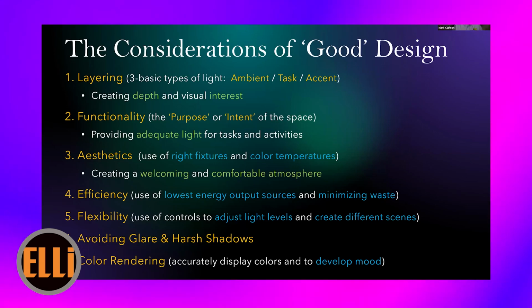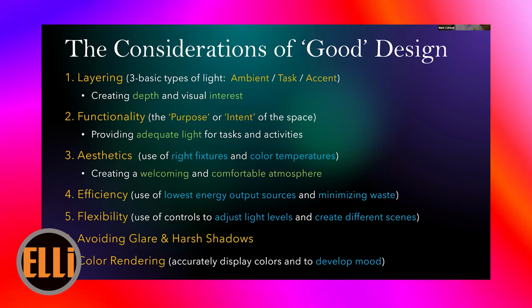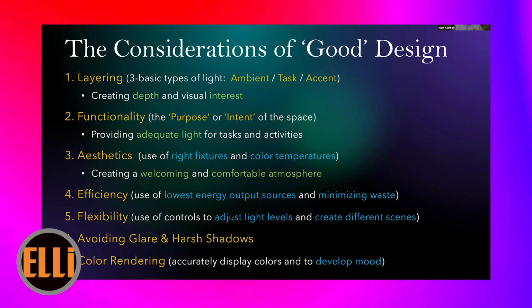type of thing. Harsh shadows, sometimes excessive shadows can be created if you're not paying attention to where the light is positioned initially, like large tree branches or sections of walls, things like that. You can actually create harsh shadows, which can be a safety hazard.